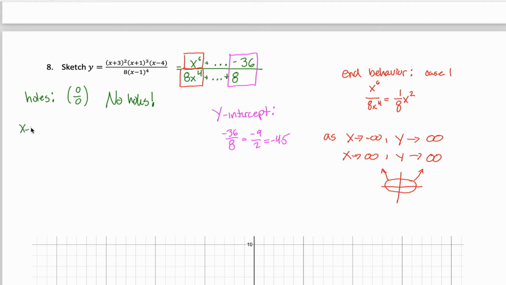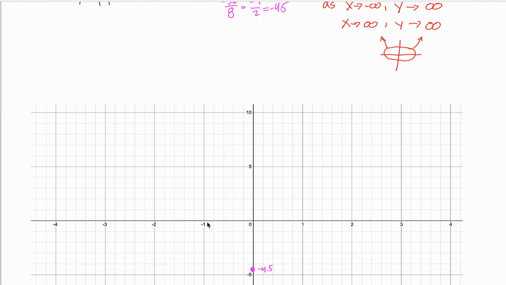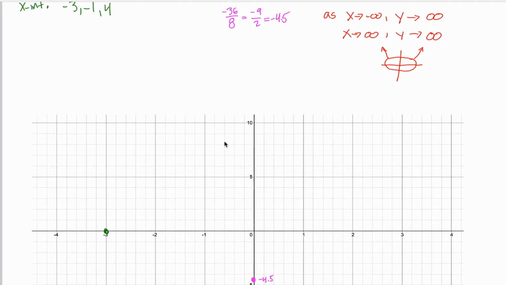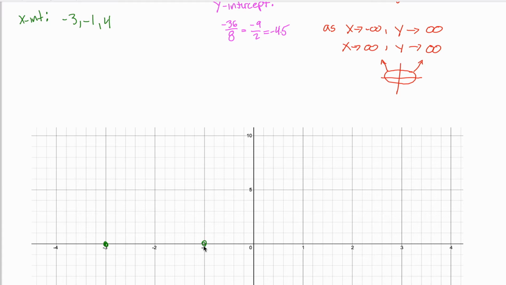Okay, what about x-intercepts? X-intercepts come from the factors that make the top 0 but do not make the bottom 0. So in this case, I have x-intercepts at -3, -1, and +4, for this factor of x plus 3, this factor of x plus 1, and this factor of x minus 4, respectively. So on my graph, over here at negative 3, I'm going to have an x-intercept. Over here at negative 1, I'm going to have an x-intercept. And over here at positive 4, I'm going to have an x-intercept.